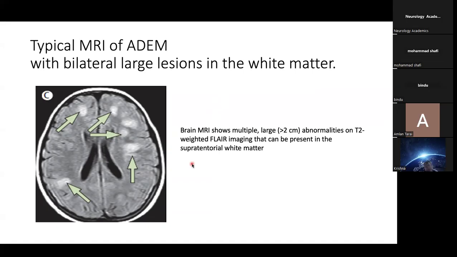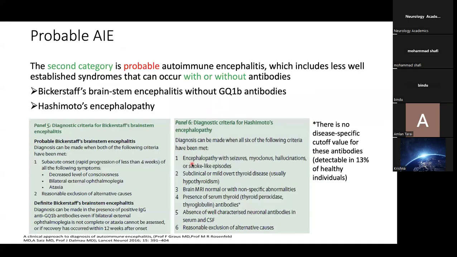Now come to the second category, the probable autoimmune encephalitis, which includes less well-established syndromes that can occur with or without antibody. Probable autoimmune encephalitis includes Bickerstaff brainstem encephalitis with GQ1B antibody and Hashimoto encephalopathy. In Bickerstaff brainstem encephalitis, we can diagnose the probable form, and another is the definite form.